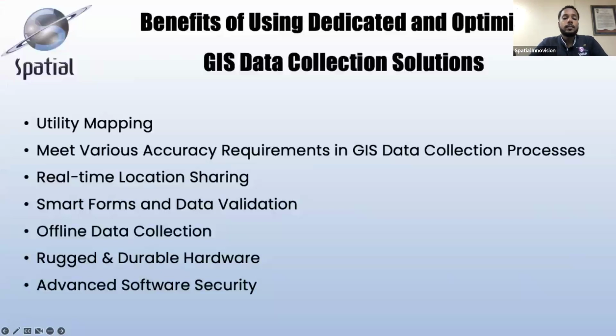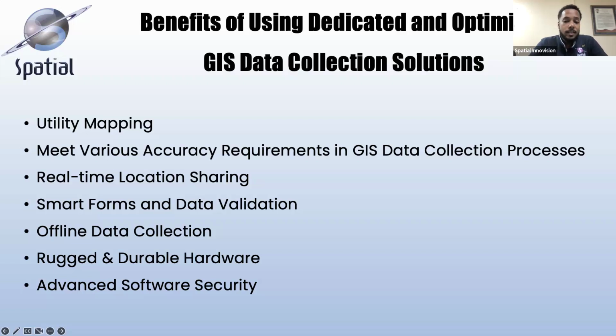Now, we'll look at the benefits of using dedicated and optimized GIS data collection solutions. So investing in dedicated and optimized GIS data collection solutions offer many benefits. These solutions integrate hardware and software to provide efficient, accurate, and secure GIS data collection. For utility mapping, you can capture precise locations of your water lines, gas, and electrical assets.